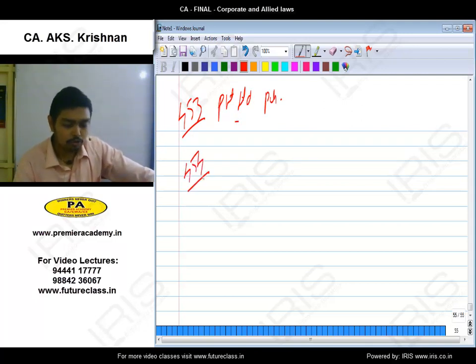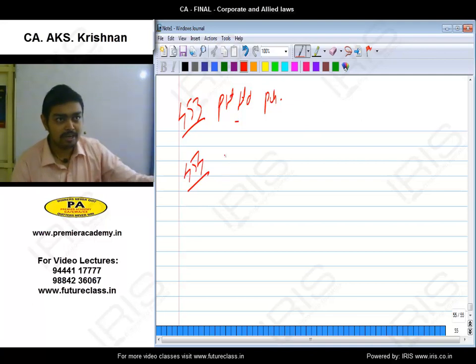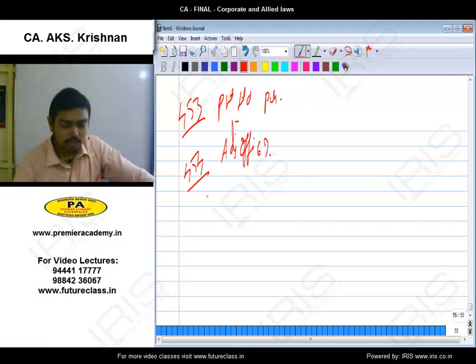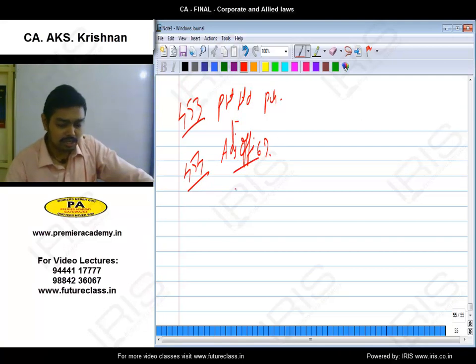Then 454, appointment of adjudicating officer. The central government will appoint the adjudicating officer. He will hear the case and impose fines. Then 455, dormant company.